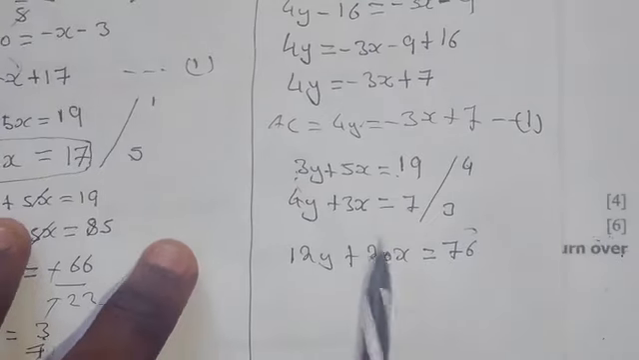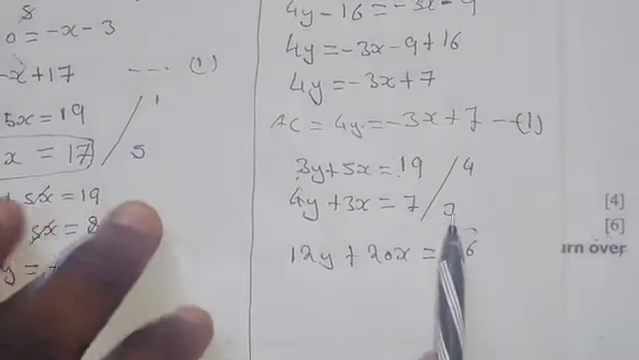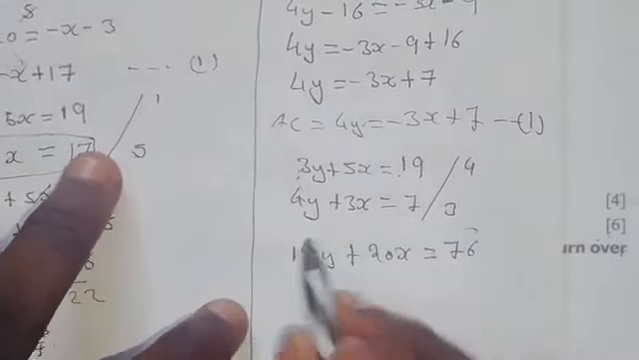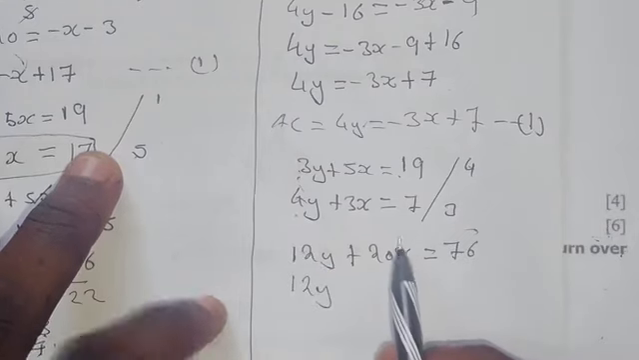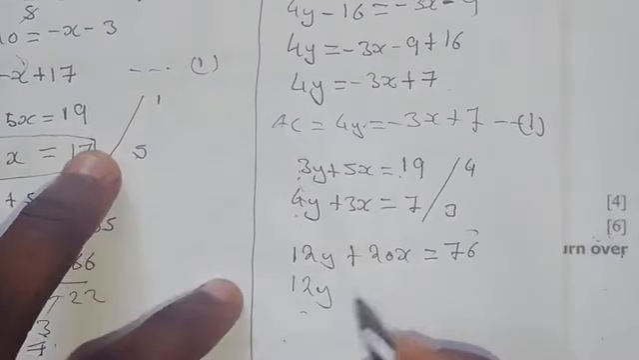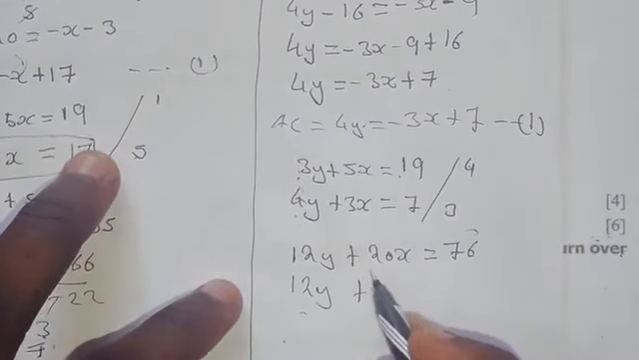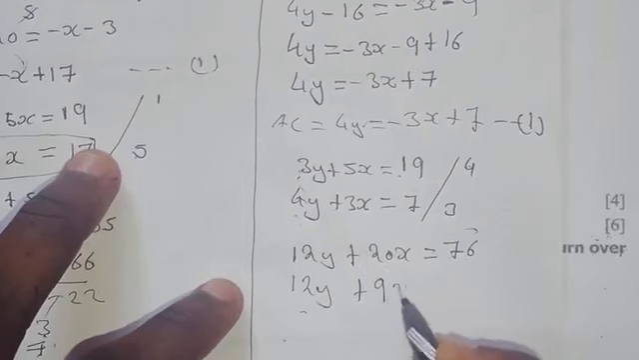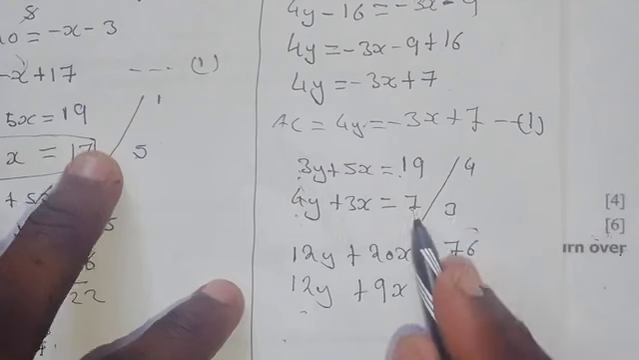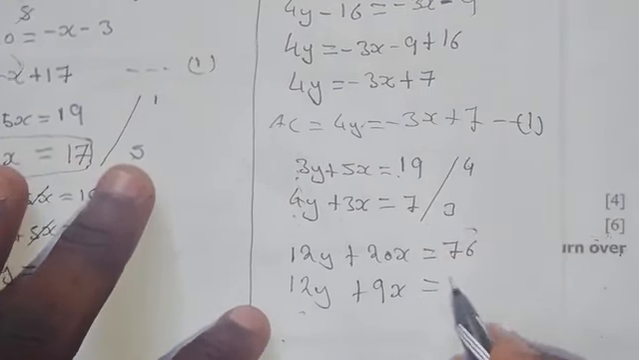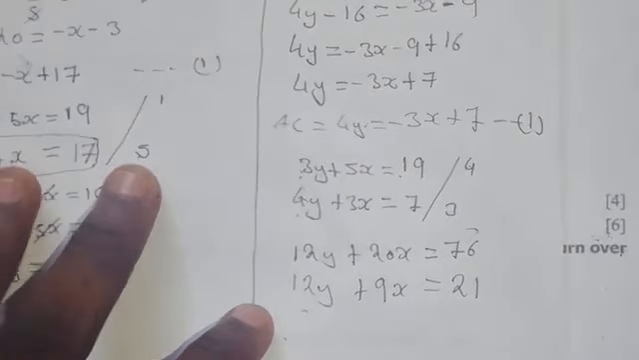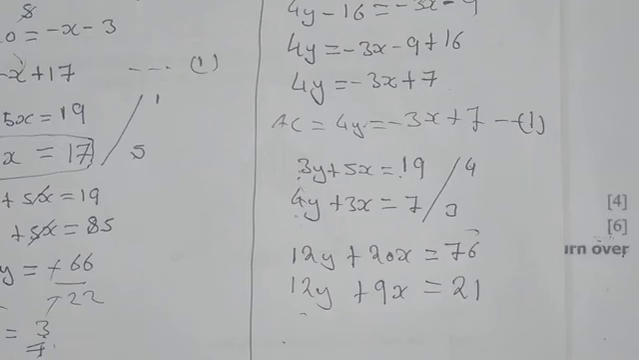Then we come to the equation, which is down here. So 3 multiplied by 4y gives us 12y, plus 3 multiplied by 3x gives us 9x, is equal to 3 multiplied by 7, which gives us 21. Then here we introduce the negative sign so that we eliminate y.